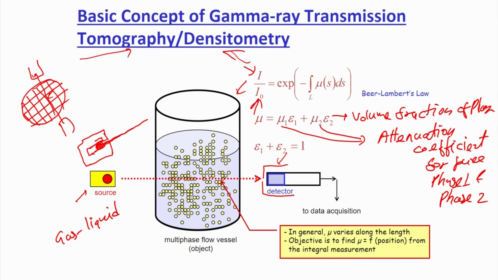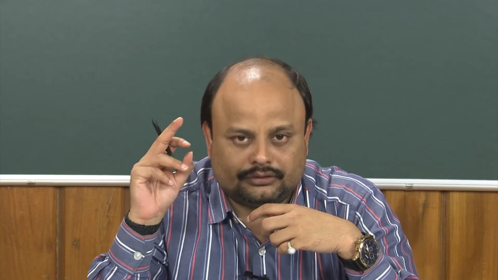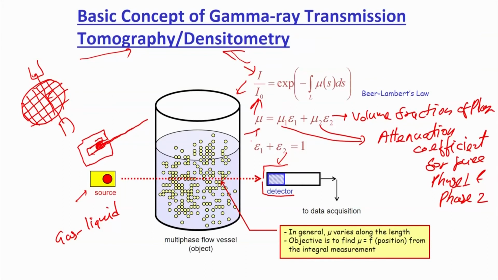So what we do? We first measure the attenuation coefficient for the pure phases. We know the mu 1 and mu 2 values, measured at in situ condition. We first scan the empty column, measure at in situ condition, know I and I naught, and calculate mu. We get this equation: mu equals mu 1 epsilon 1 plus mu 2 epsilon 2. Since we know mu 1 and mu 2, we get an equation in epsilon 1 and epsilon 2, and for a two phase system epsilon 1 plus epsilon 2 equals 1. We solve these equations simultaneously, and you get the distribution of the phases on the line.